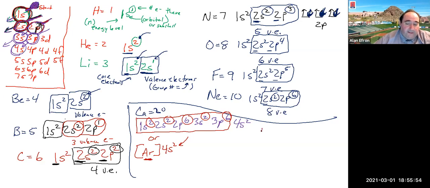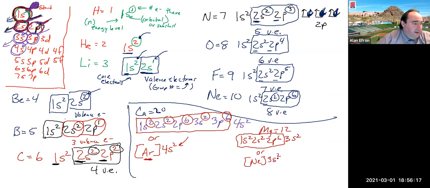So for example, if I looked at magnesium, which is 12, I could write 1s2, 2s2, 2p6, 3s2. If I take this part of the configuration, that is 10 electrons, which means neon, which is a noble gas, and I could write [Ne] 3s2. So that's another way, sort of a shorthand way that sometimes electron configuration is written. Any questions on how to write electron configuration or figure out valence electrons from electron configuration?